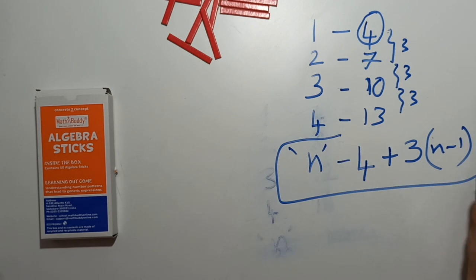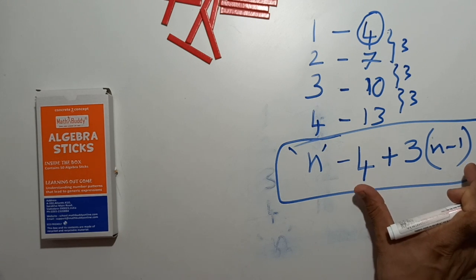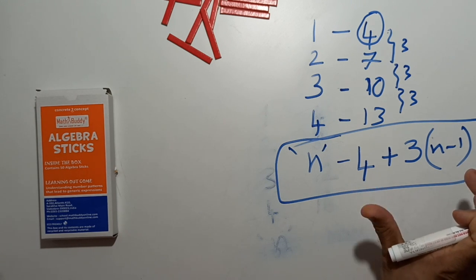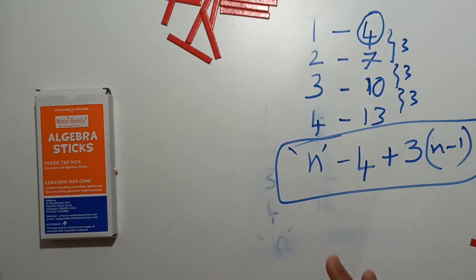So for n squares, I can write the expression like this, which will help me find out how many sticks I will need if I want n squares. So algebra is all about finding patterns like this and creating expressions that will help us find some unknown quantity.